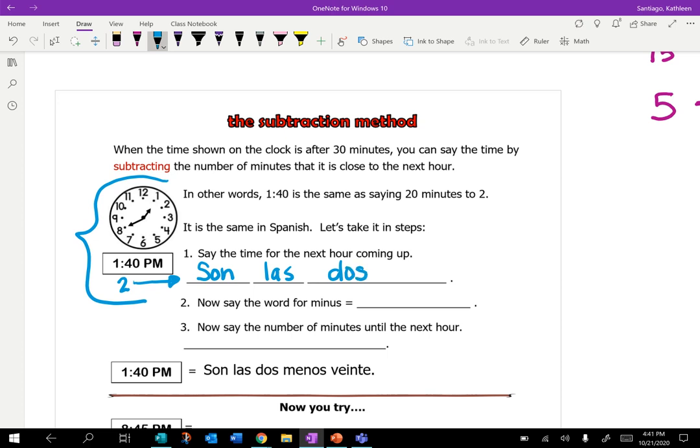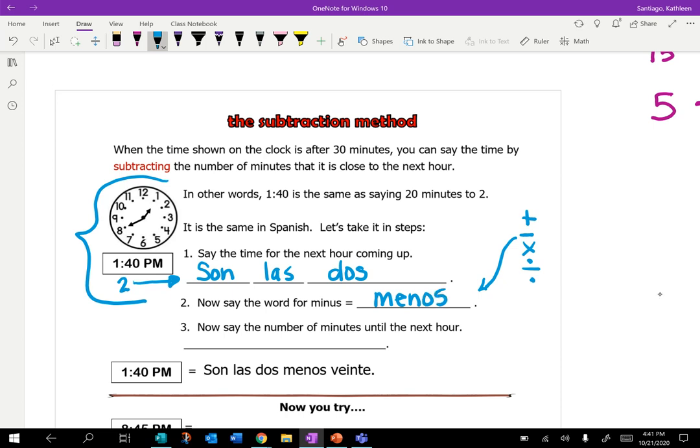Now say the word for minus. Well, we learned the word for minus when we were practicing our math operations before we started the time unit. So let's try to remember. Más, menos, por, dividido por. So we're looking for this one. So we have to say menos.